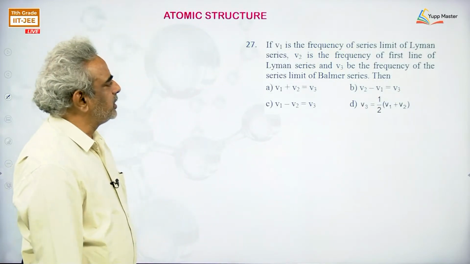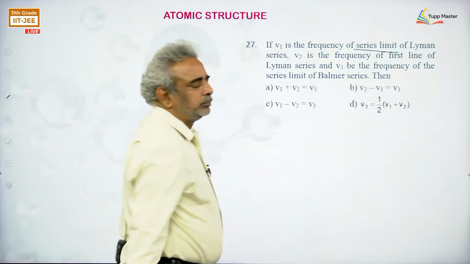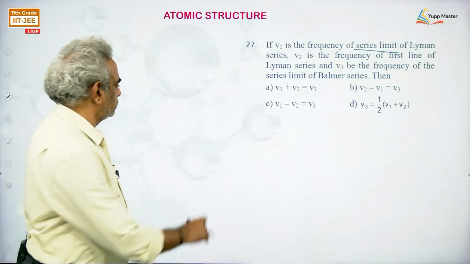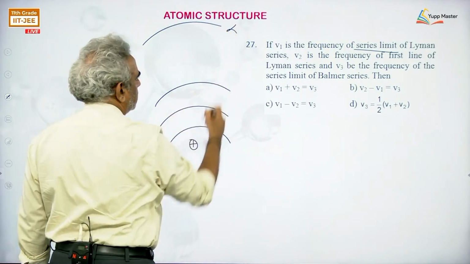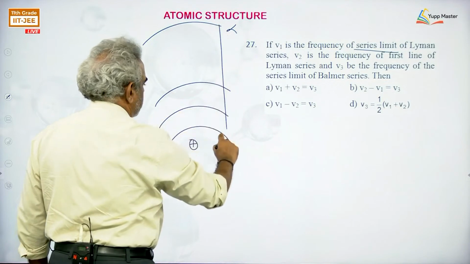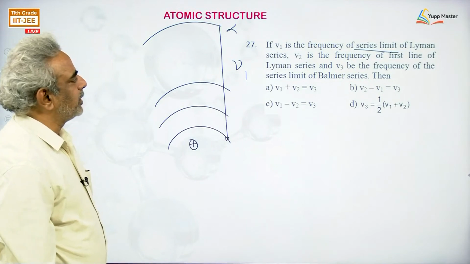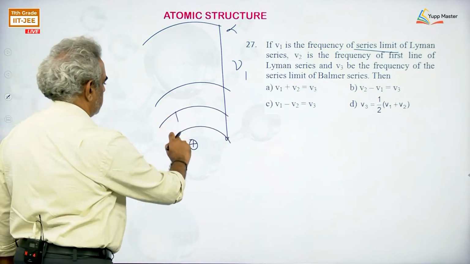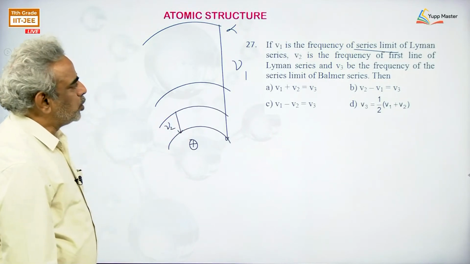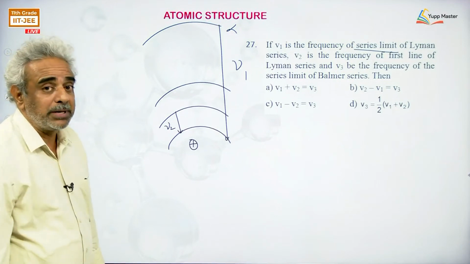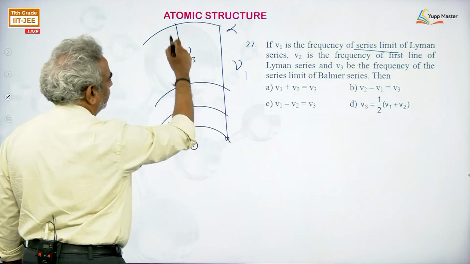Nu 1 is the frequency of the series limit of the Lyman series. Series limit means infinity to 1: 1, 2, 3, and so on, infinity. Here the frequency is the nu 1 limit. Nu 2 is the frequency of the first line of the Lyman series. This is nu 2. And nu 3 is the frequency of the series limit of the Balmer series. So, from here to here is the Balmer series limit, nu 3.